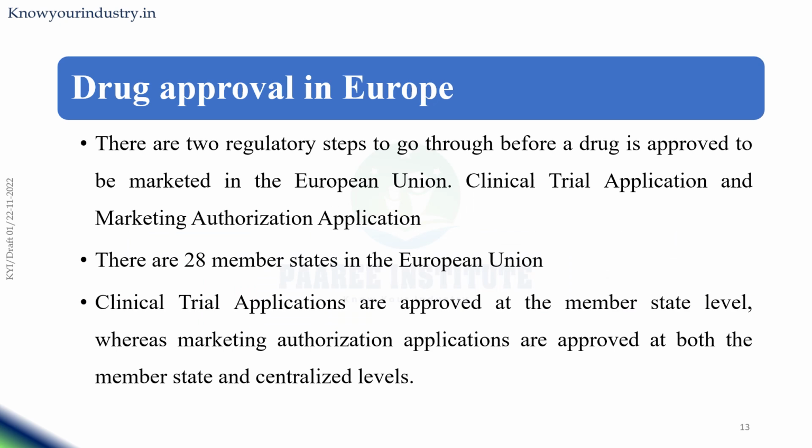Coming to the drug approval process in Europe, there are two regulatory steps to go through before a drug is approved to be marketed in the European Union. That is the clinical trial application, and the second is the marketing authorization application. There are 28 member states in the European Union. Clinical trial applications are approved at the member state level, whereas the marketing authorization applications are approved at both the member state and the centralized levels.